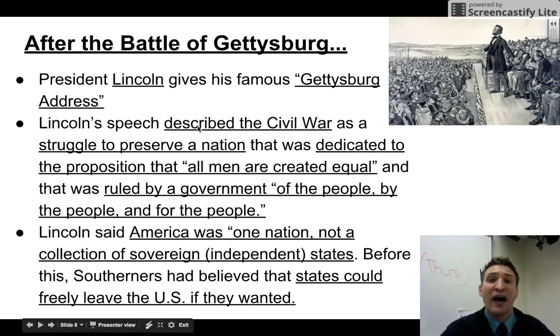Lincoln's speech described the Civil War as a struggle to preserve a nation that was dedicated to the proposition, the idea, that all men are created equal, and that was ruled by a government of the people, by the people, and for the people. Lincoln also said America was, quote, one nation, not a collection of sovereign, meaning independent, states. Before this time, Southerners had believed that states could freely leave the U.S. if they wanted to.